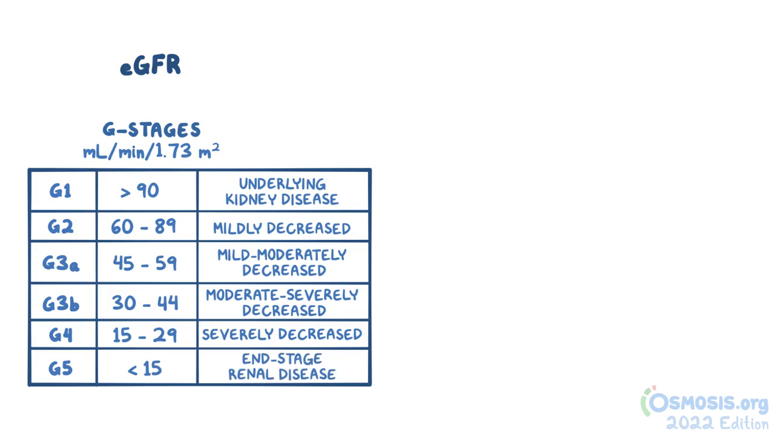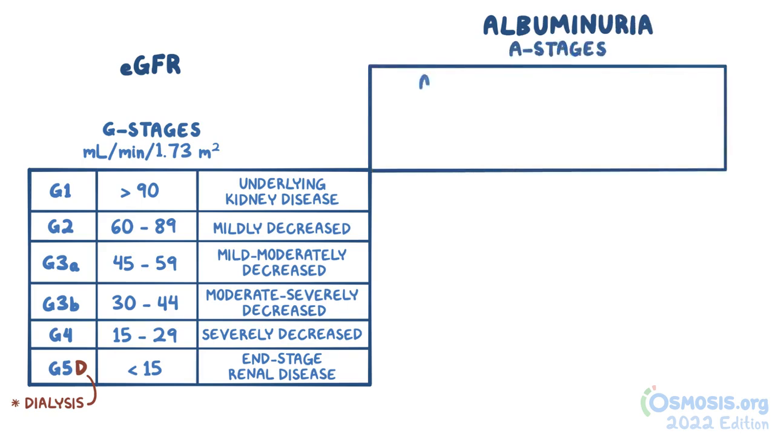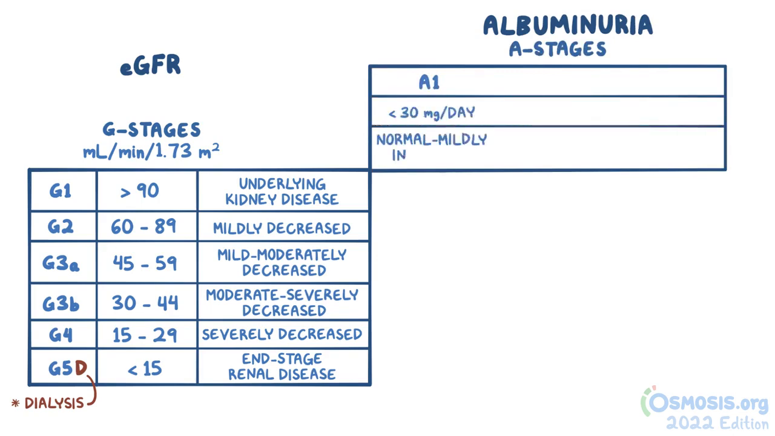For individuals with stage G5 CKD, if they're also on dialysis, a D is added to the G stage, so it's called G5D. Now, albuminuria, or the albumin excretion rate, has also been added to the CKD staging, and they're called the A stages. A1 is when the albumin excretion rate is less than 30 milligrams per day, and this is normal to mildly increased albuminuria.